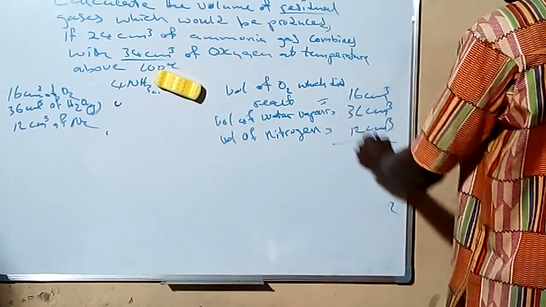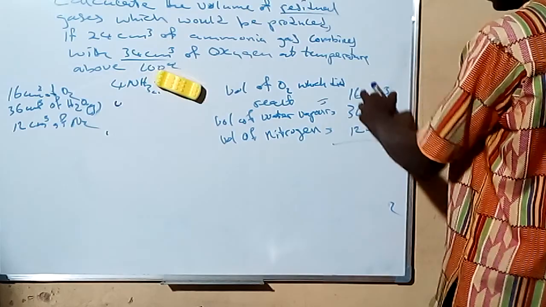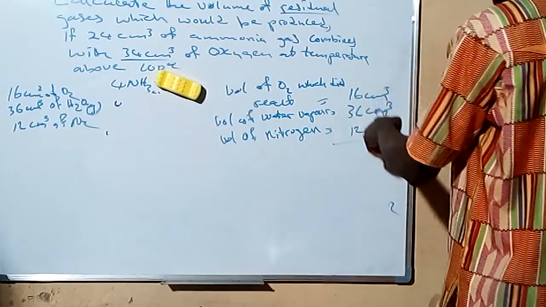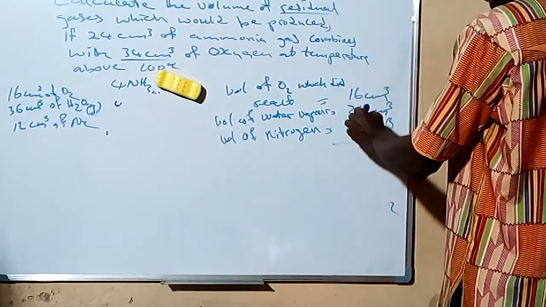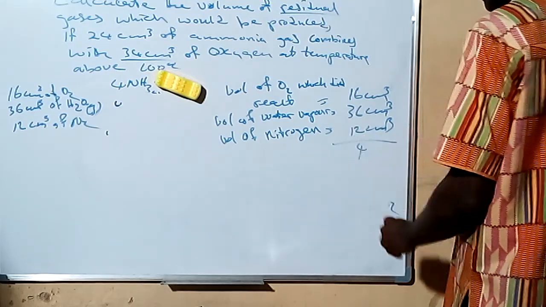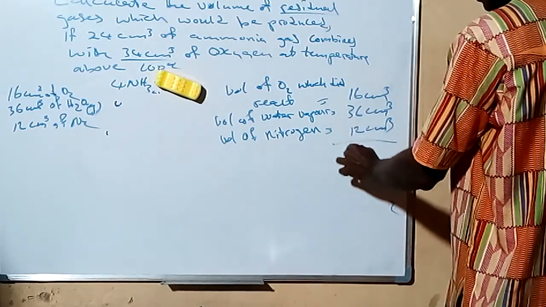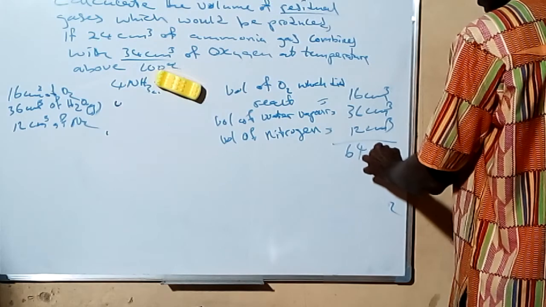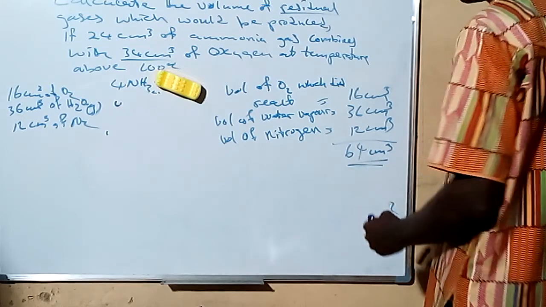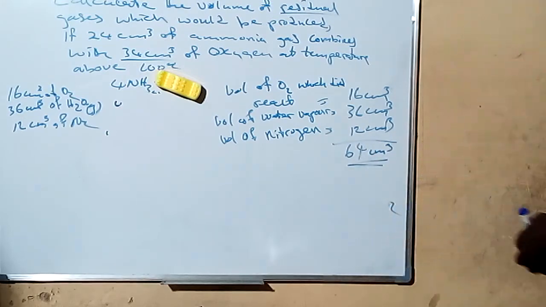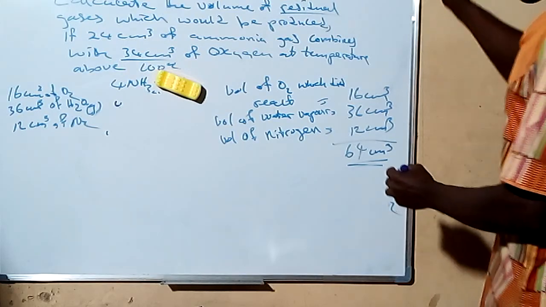So when we add it up: 6 plus 6 we have 12, carry 1, and we have 6. That means the volume of the residual gas we have there should be 64 cm3.